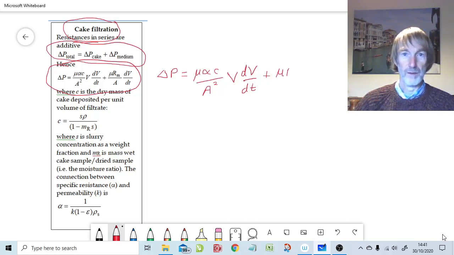Here, instead of specific resistance, we have the filter medium resistance. We'll call that capital RM. And then we have the area again, and then dV dt again. So this comes from applying Darcy's law twice over: once to the pressure drop over the filter cake, and secondly to the pressure drop over the filter medium. So if you like, that is the pressure drop over the cake, and this is the pressure drop over the filter medium. Let's call that medium.